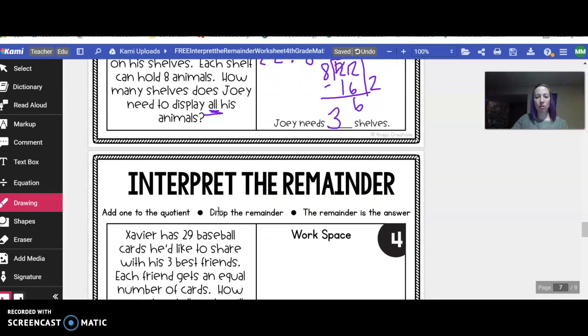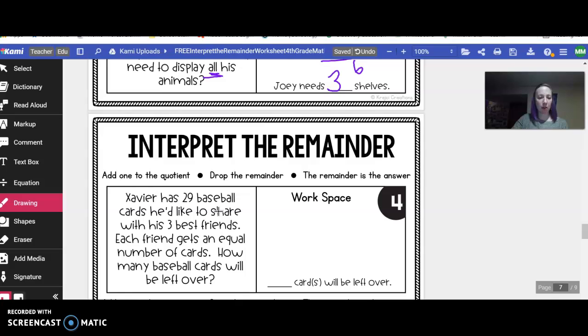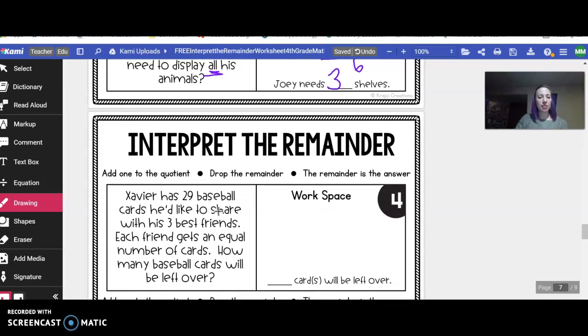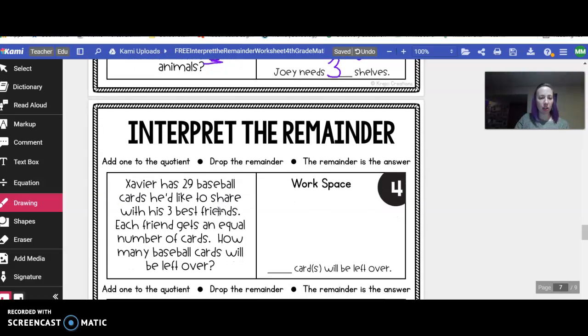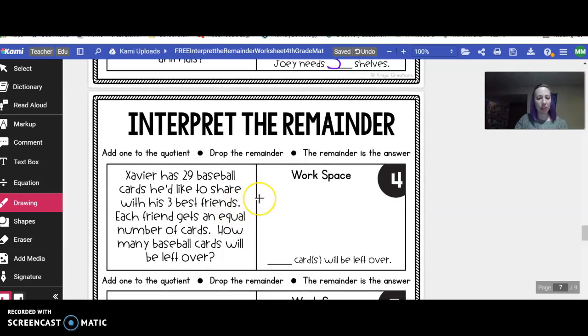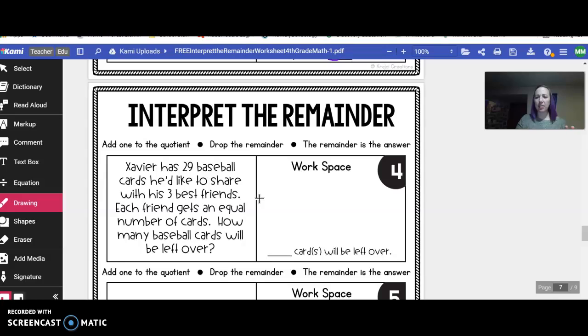Let's just do one more. We'll keep it short, but I do want to do one more. All right. Xavier has 29 baseball cards he'd like to share with his 3 best friends. Each friend gets an equal number of cards. How many baseball cards will be left over? We're assuming he's just giving them to his friends, not keeping any. So we're taking 29, dividing it into 3 groups for his 3 friends. All right. So 29 divided by 3.